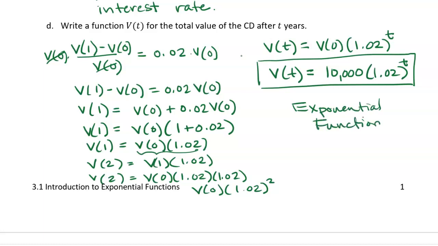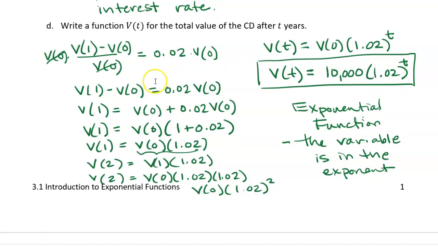That means that the independent variable is in the exponent. That's what an exponential function is. So that's what we're going to be talking about in this chapter. I will meet you in the next video for another example.